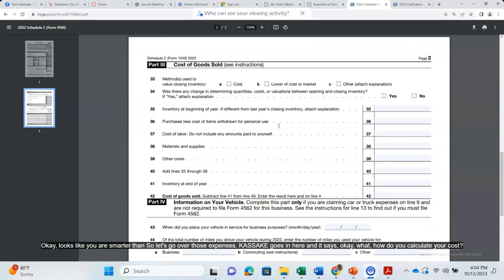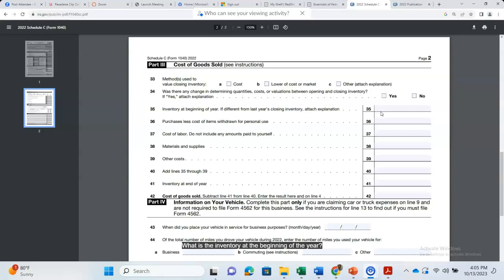Cost of goods sold goes in here, and it asks, how do you calculate your cost? Is it based on cost? Are you following lower of cost or market valuation for your inventory, or do you use other types of costing? That also needs an attached explanation. And what is the inventory at the beginning of the year? All that information.